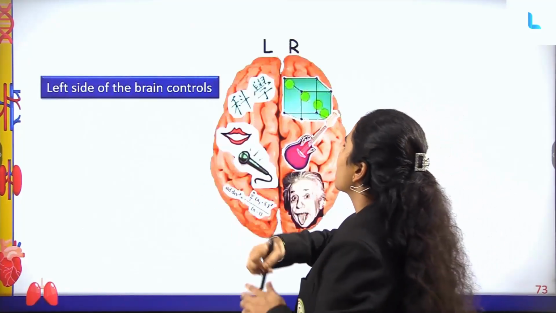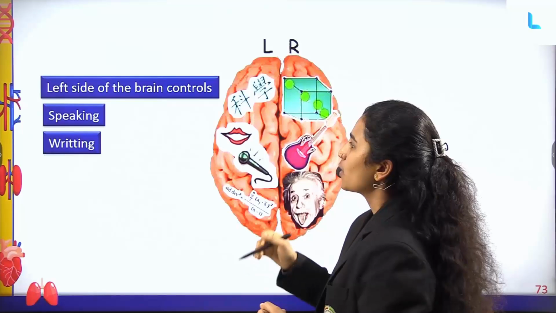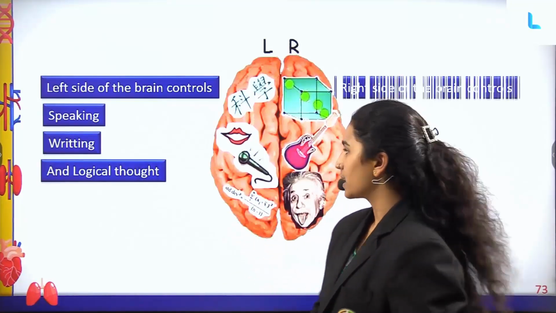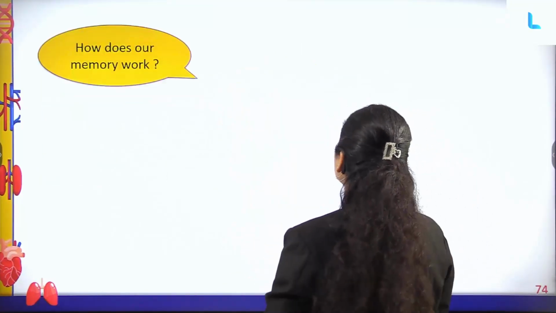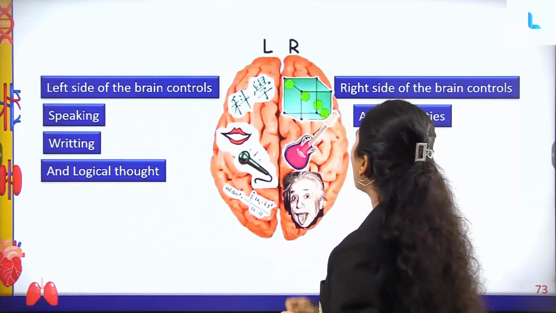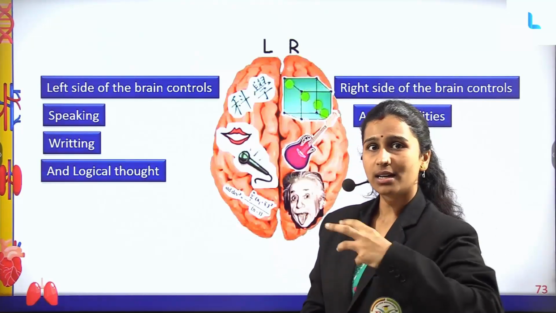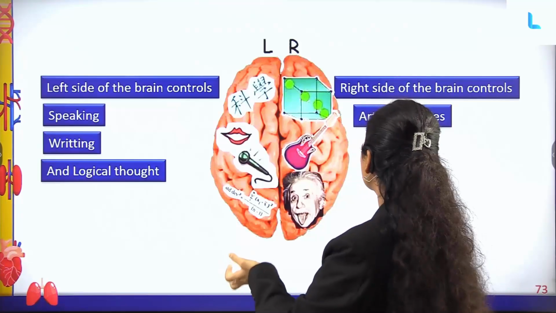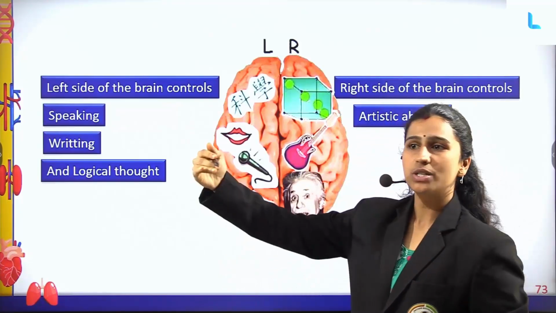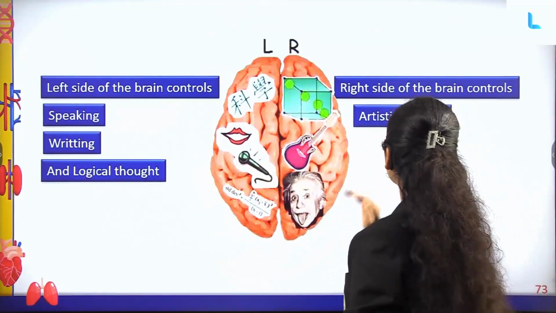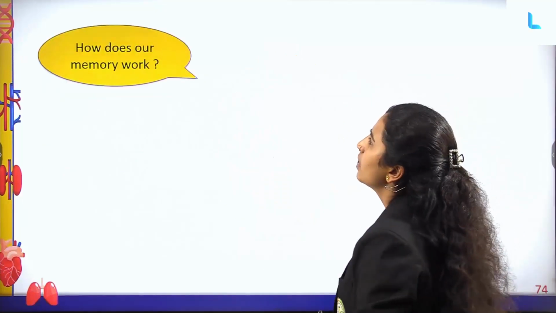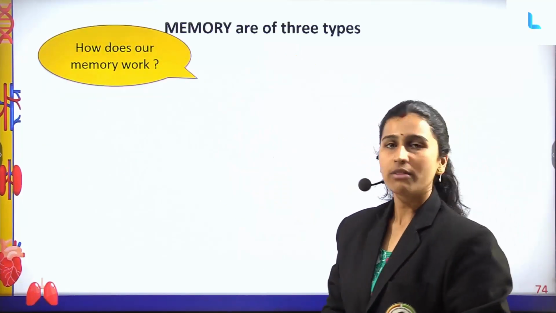So the left side of the brain will control speaking, writing and logical thinking, and the right side will control the artistic abilities. So our aim or achievements, whatever we do in the fields which we choose, is decided by the right side of the brain. Now how does this memory work?